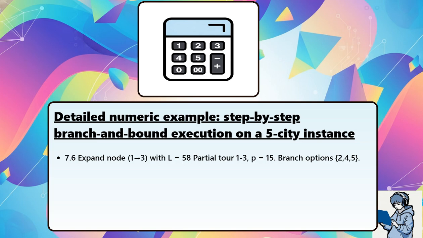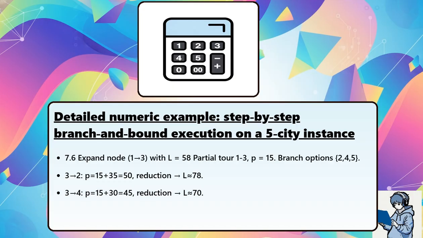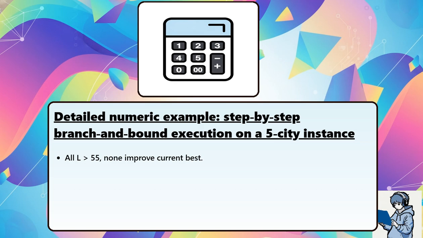Partial tour 1-3, partial cost P equals 15. Branch options are 2, 4, 5. Edge 3 to 2, partial cost P equals 15 plus 35 equals 50. Reduction gives lower bound approximately 78. Edge 3 to 4, partial cost P equals 15 plus 30 equals 45. Reduction gives lower bound approximately 70. Edge 3 to 5, partial cost P equals 15 plus 20 equals 35. Reduction gives lower bound approximately 64. All lower bounds are greater than 55, none improve the current best.